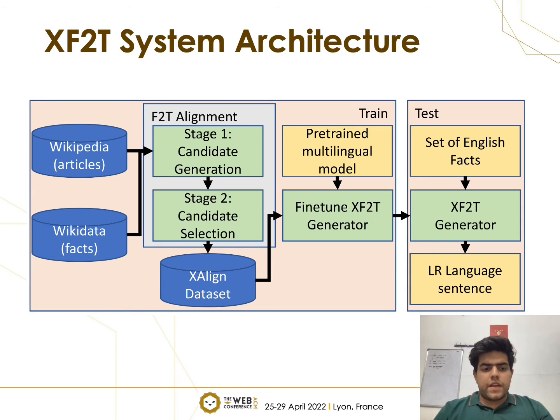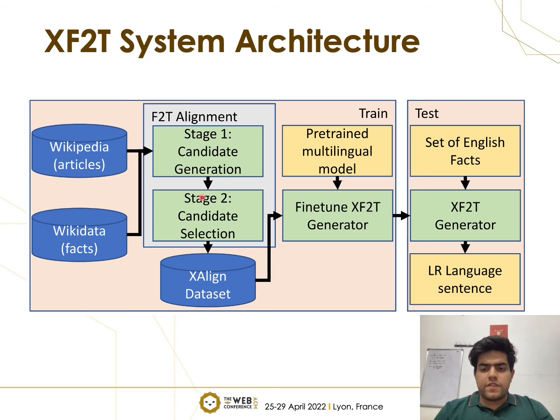So the system architecture is shown here. We start by extracting descriptive sentences belonging to different languages from their corresponding Wikipedia. Then English facts are extracted from Wikidata. These sentences and facts act as input to our stage 1 aligner.